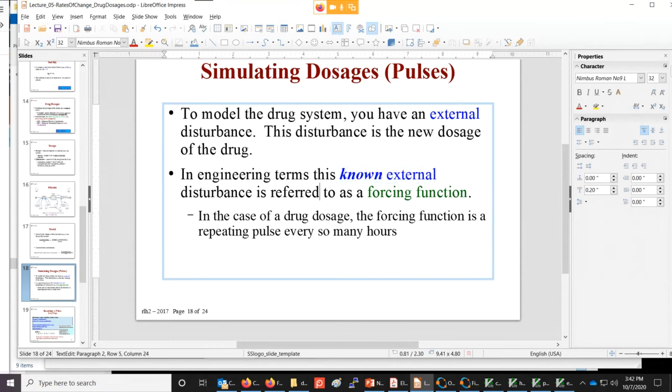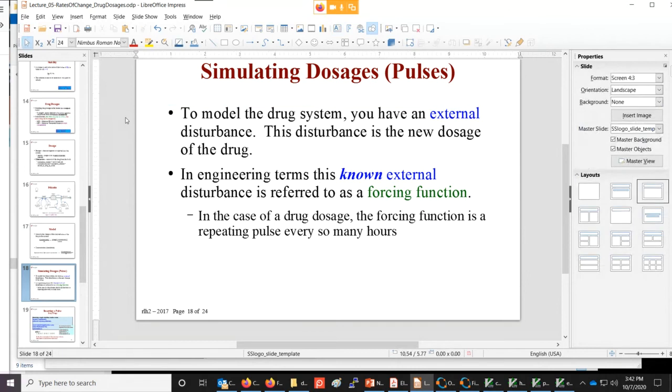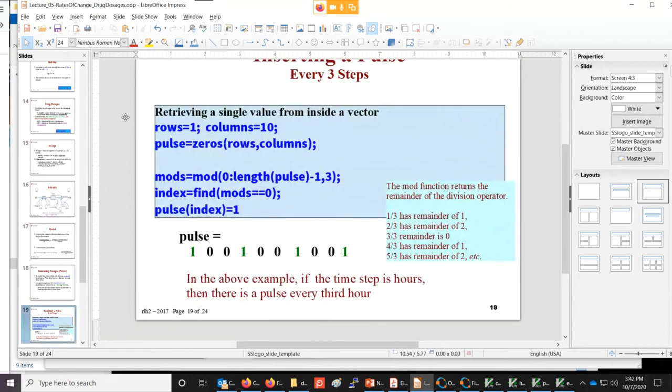In engineering terms, a known external disturbance is referred to as a forcing function. So it's something that we're using to push this system along the way. So in this drug example here, we're taking it. So how do we do that?